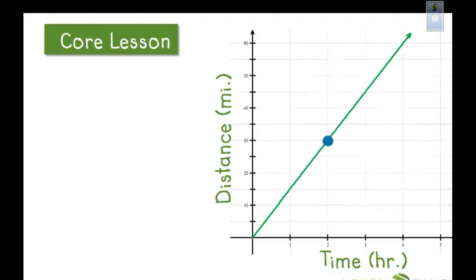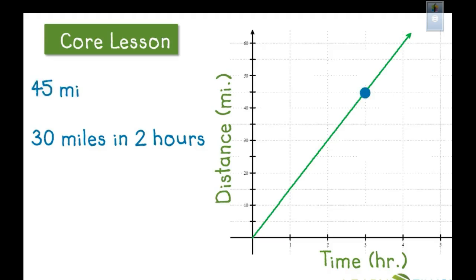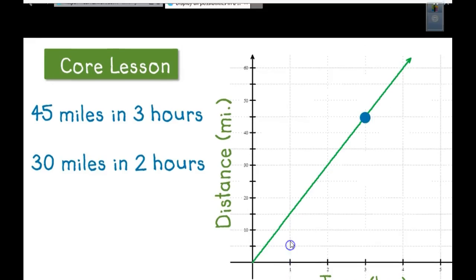Well, you just need to pick an ordered pair like this one. It looks like 2 hours, 30 miles. So you might say 30 miles in 2 hours. But any ordered pair would do just as well. Someone else might pick this ordered pair and say 45 miles in 3 hours. Each of those is a description of the same proportional relationship, even though the numbers are different.